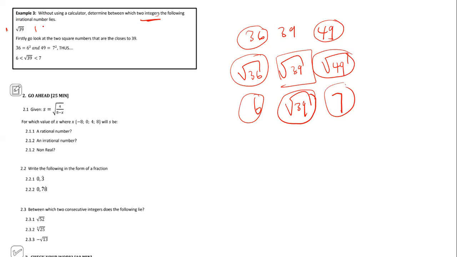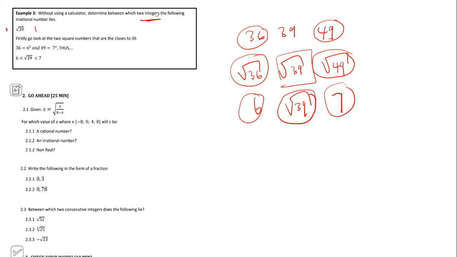So when you look at this example, we are provided with root of 39, and we want the two integers that lie on either side. Remember, integers are positive numbers, negative numbers, and zero. It happens that 6 is an integer, and 7 is an integer. So firstly, look at the two square numbers that are close to 39. We looked at them: it's 36 and 49. We know that 36 is the same as 6 to the power of 2, and 49 is the same as 7 to the power of 2. Thus, root of 39 will be between 6 and 7. So we use the inequality signs: 6 is less than root of 39, and root of 39 is less than 7. It simply means that root of 39 lies between these two integers, 6 and 7.